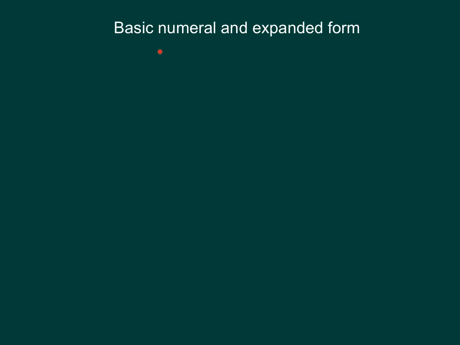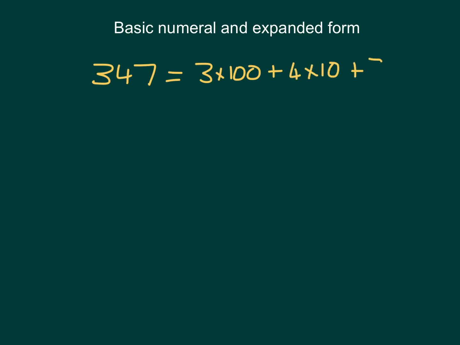The next thing we need to look at is the basic numeral and expanded forms. Okay, that sounds like a heavy story, but it's not actually. If we take a value, for example, 347, we can break that down into 3 by 100 plus 4 by 10 plus 7 by 1. And that will give us 347. Have a go breaking this one down. 935. Pause the video and have a go.